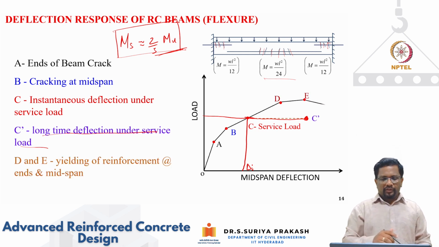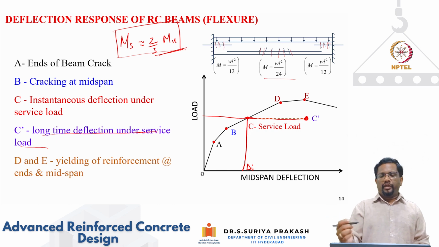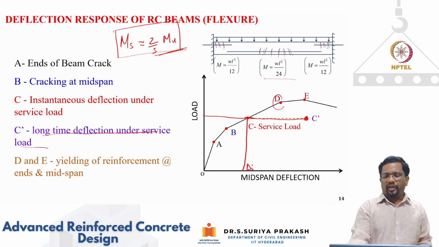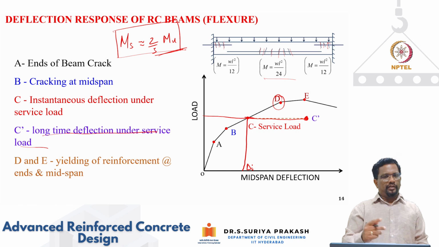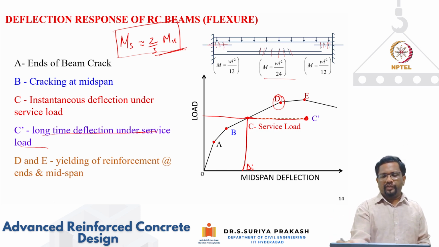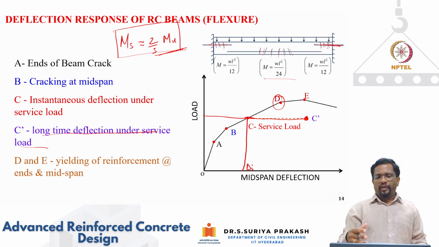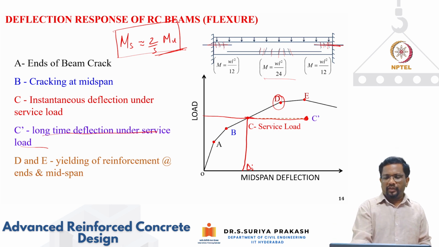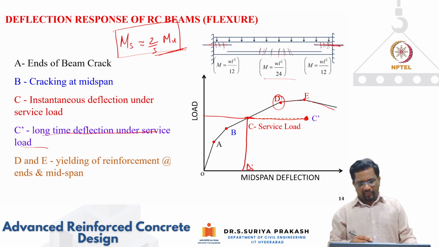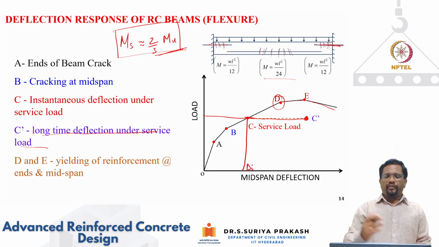Now let's see what happens if I keep increasing the load again. Then you may reach yielding, that means the steel is going to yield. In this case, you're going to have yielding first at the support regions. That's where you'll first have maximum moment. Then if I keep on doing it, you may reach the ultimate load capacity of the member and then you may have failure, right? So these are the different stages of failure progression.